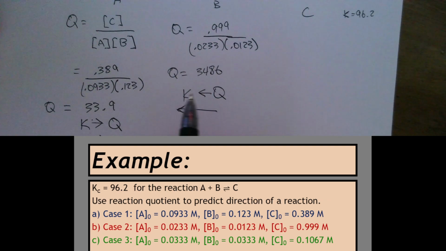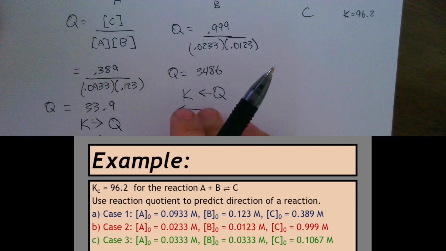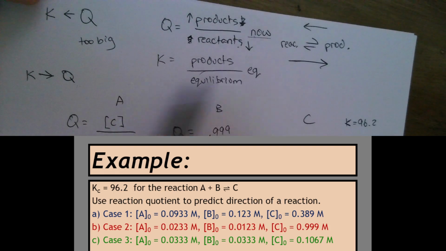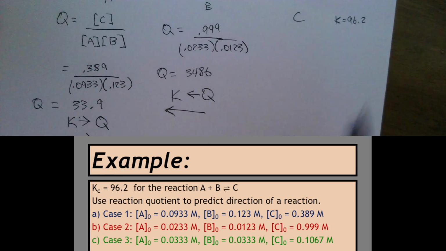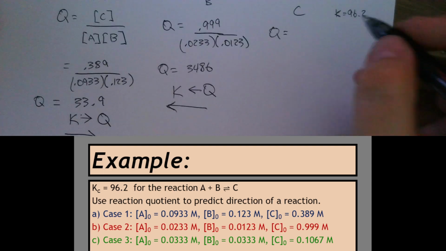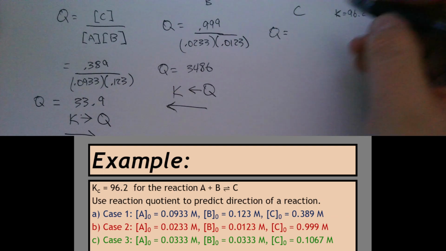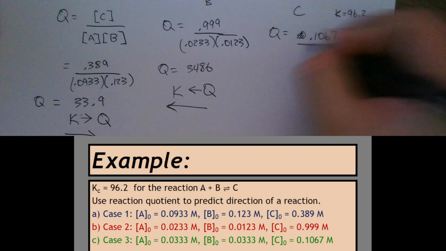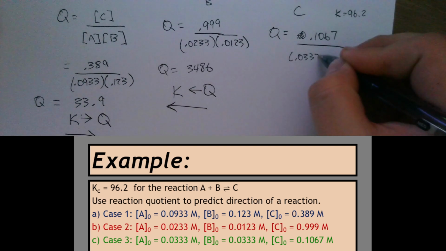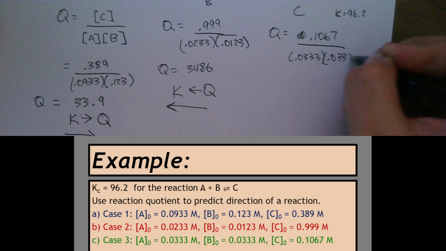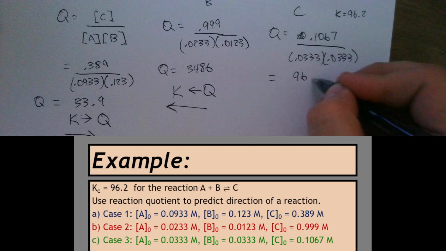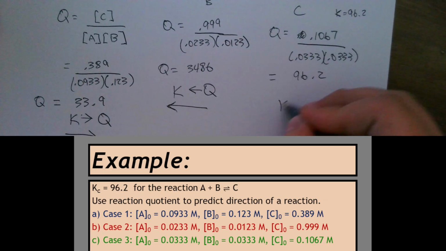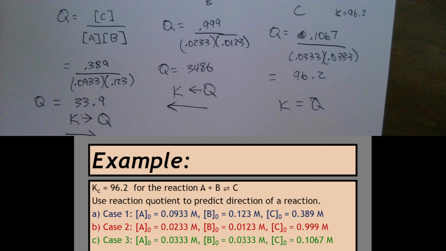If a question asks you which way the reaction will proceed, you can use this little shortcut to help you. If the question says to justify why, though, that's when you need to talk about this. Let's do C. Q equals now. My initial conditions are different. Let's see which way I need to go to get to equilibrium. 0.1067 over 0.0333 times 0.0333. Plug all that in. I get 96.2. K equals Q. So this reaction is already at equilibrium.